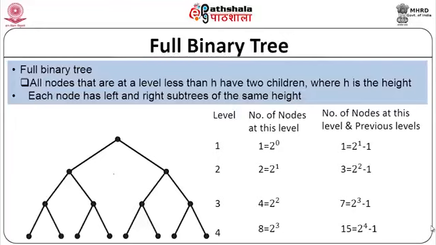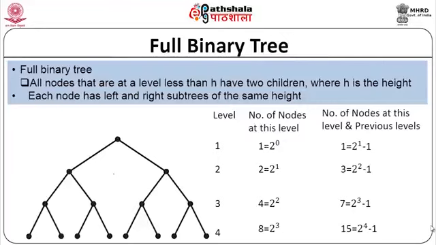At level 1, the number of nodes is 1, because it is 2 to the power of 0. At level 2 it is 2, at level 3 it is 4, which is 2 to the power of 2. Why 2 to the power of 2? Because the level is 3, so 3 minus 1 gives 2 to the power of 2. At level 4 it is 2 to the power of 3, that is 8. So the number of nodes at each level will be 1, 2, 4 and 8, and cumulatively 1, 3, 7 and 15.